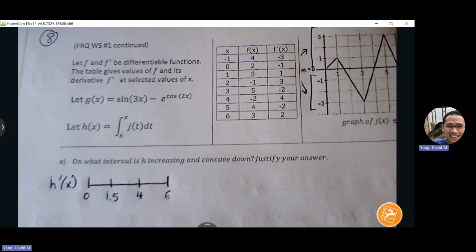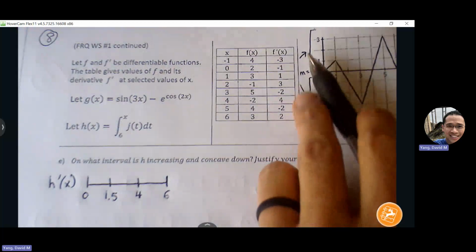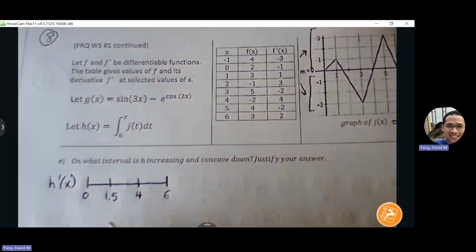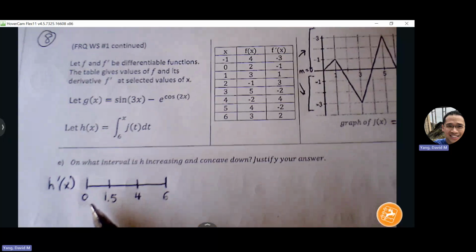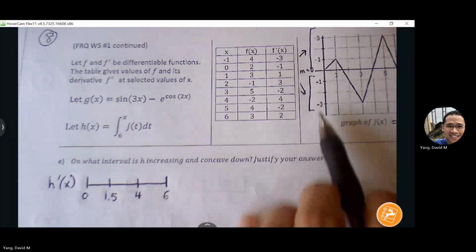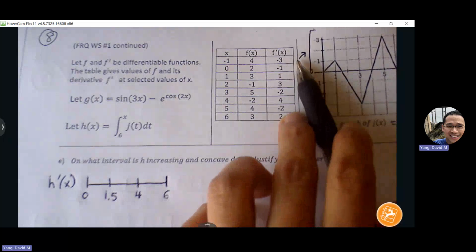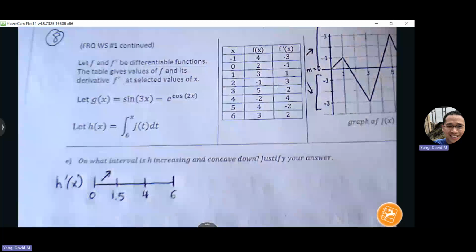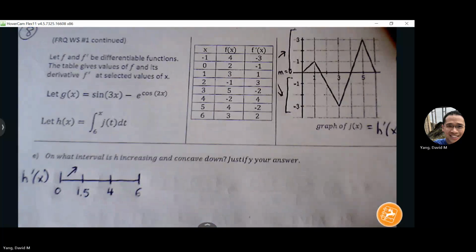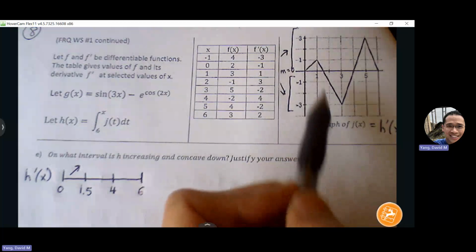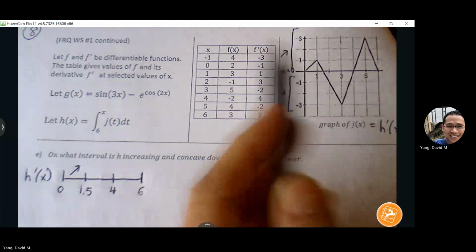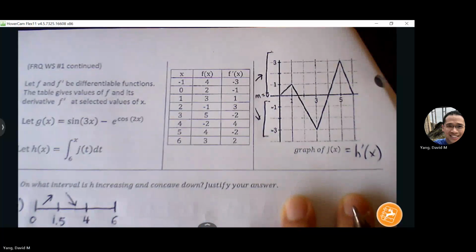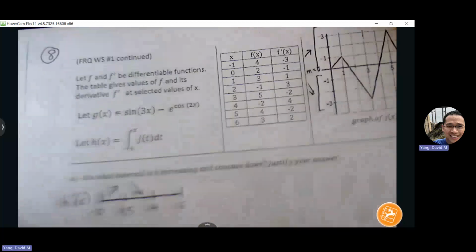Don't look at the rise and fall of the graph. Look at where the graph is located. Is it above or below the x-axis? Above means positive slope. Below means negative slope. So where's the h prime graph located between 0 and 1.5? Above. So that's going to translate to positive slope. Between 1.5 and 4? Below, right. All of this is below. And from 4 to 6? Above. Yeah.